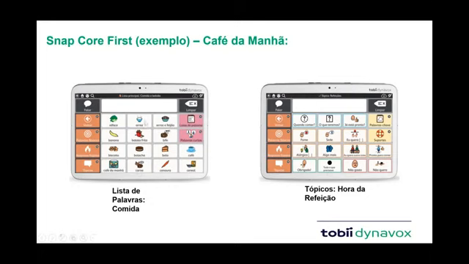And again, in a product like Core First, these lists already exist for you in the software. So they're there for you to go and look through and have available, so you don't have to build it all on your own.